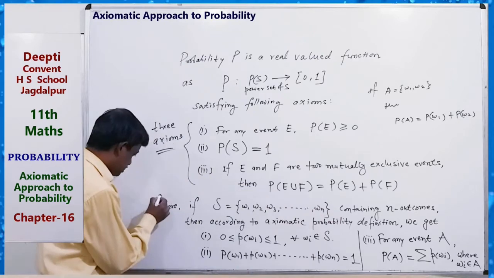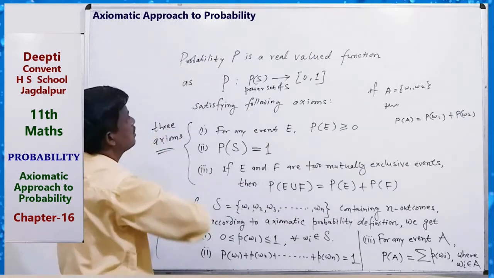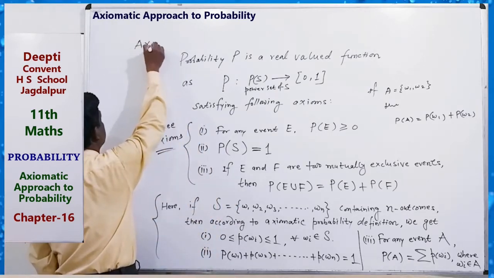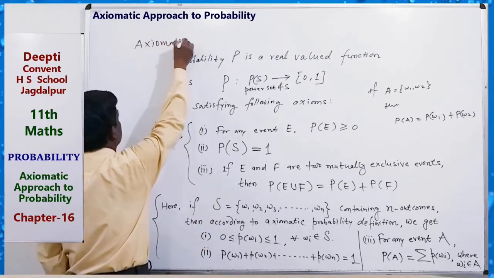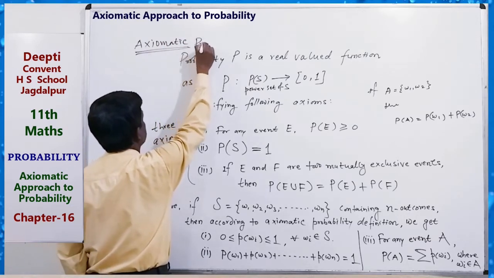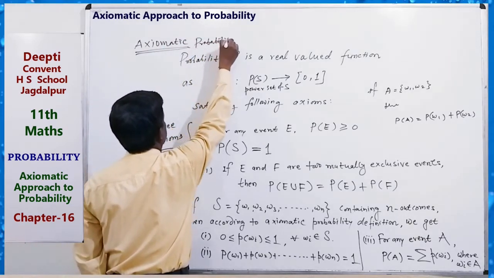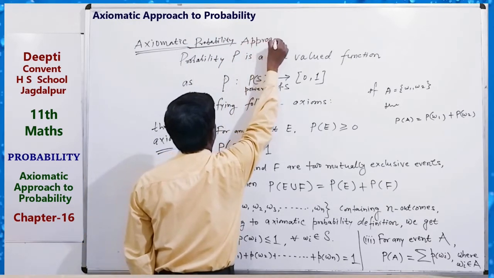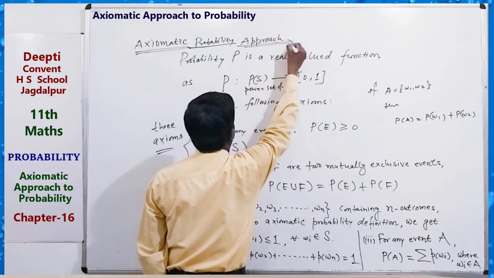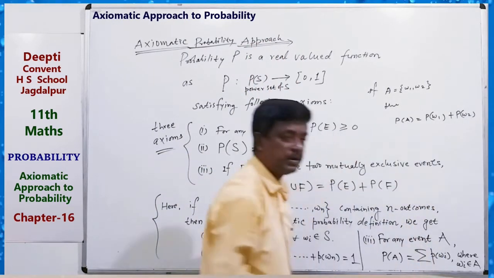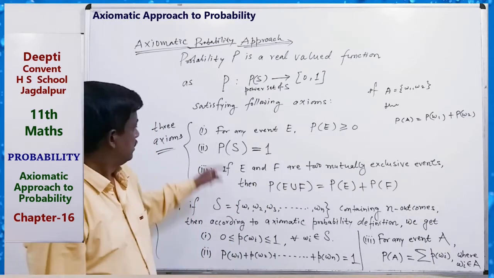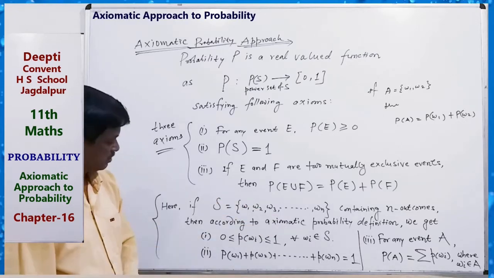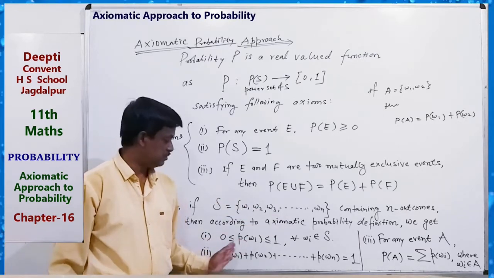So this is our axiomatic probability approach. Clear? So the axiomatic probability approach is this. These axioms should be satisfied, and from here you see that probability lies between 0 and 1.